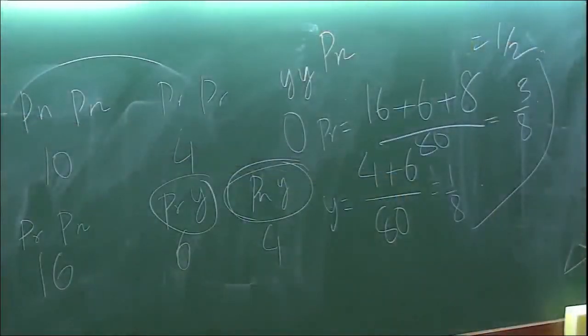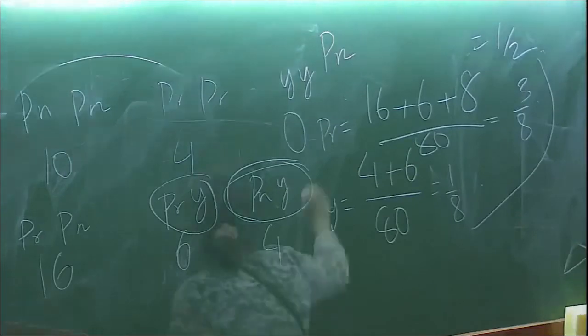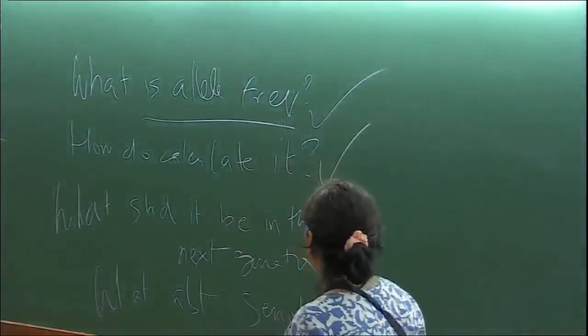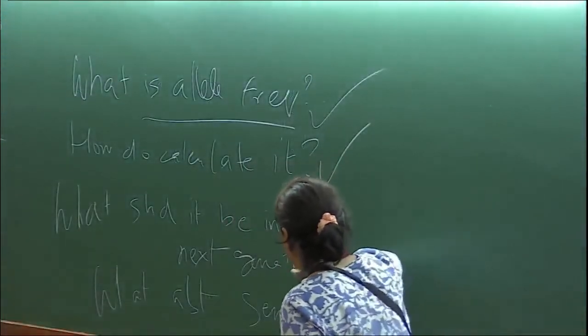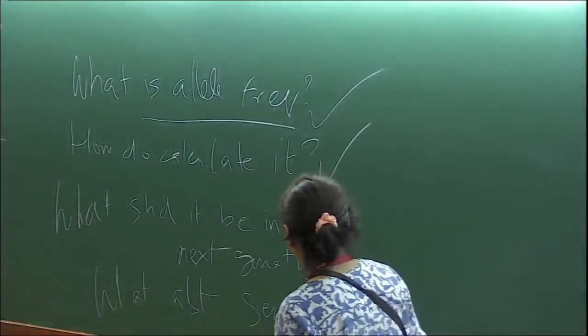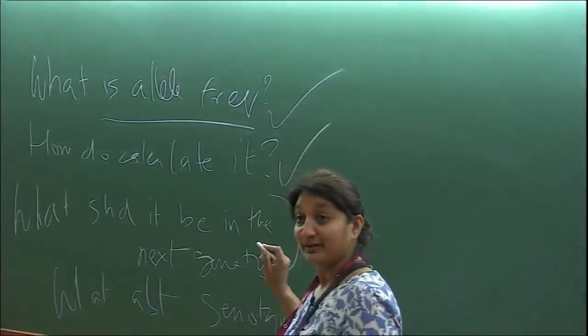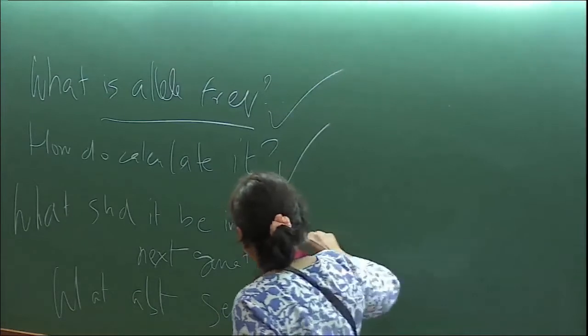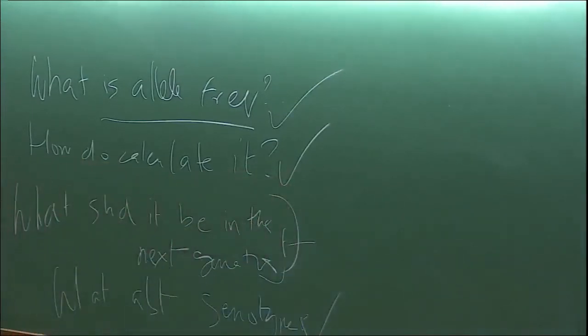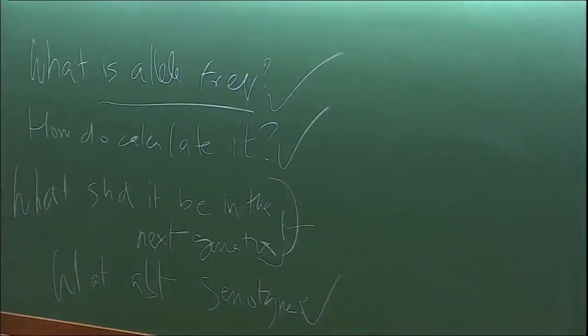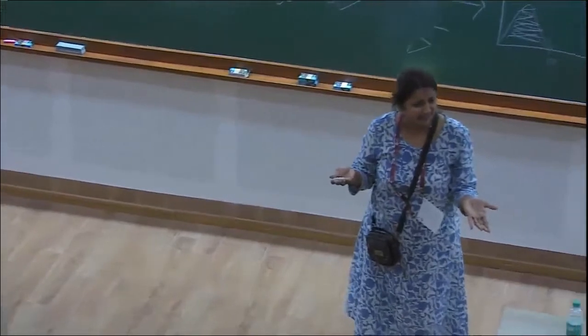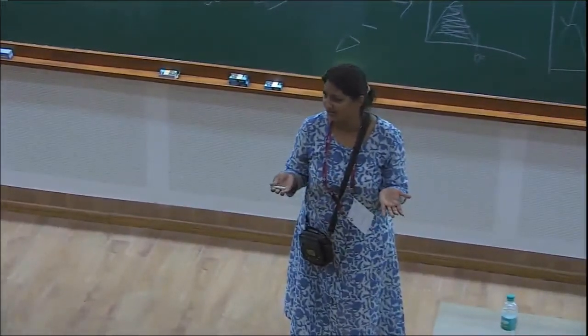So we got this. What is allele frequency? How do you calculate it? We did it. What should it be in the next generation? Let's leave that for now. What about genotypes? We did that. By the way, this is a good question. So now you're dumping all of your gametes back into that swirling pool. Should the allele frequency change for the next generation? No reason, right? There's no reason it will change.